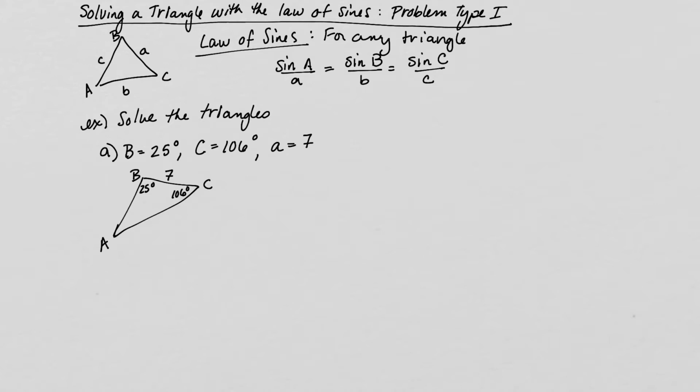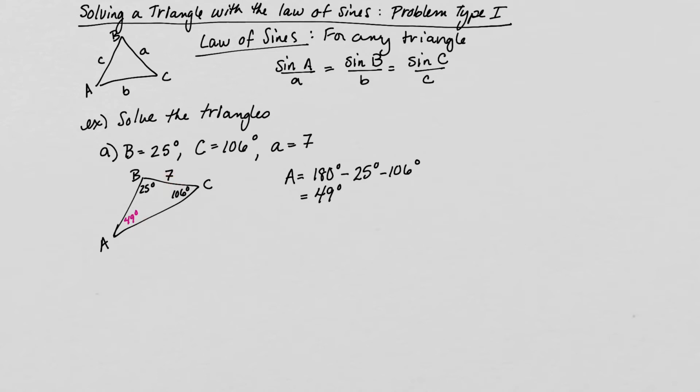So the first thing to find would be angle A. So angle A is going to be 180 degrees minus the 25 degrees minus the 106 degrees, so all the other degrees in the triangle. So that ends up being 49 degrees. So A here is 49 degrees. And now that allows me to set up to use the law of sines. If you notice, I happen to have 49 degrees and the 7.